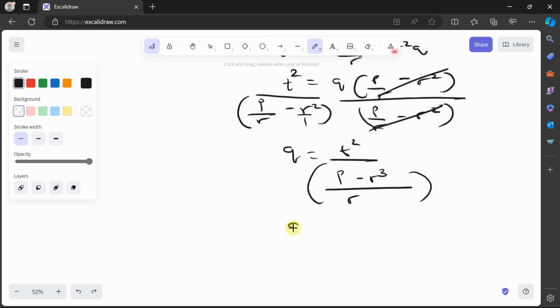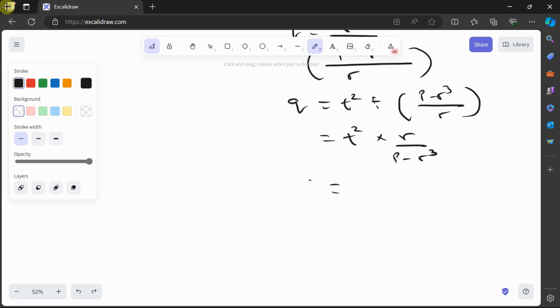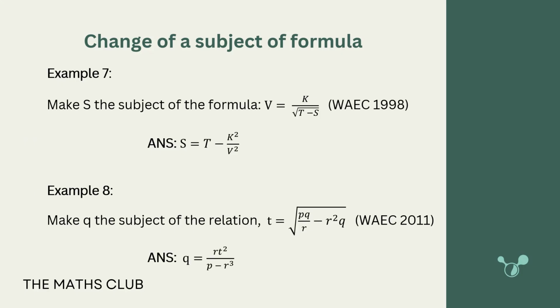So I can now say q is equal to t squared divided by, in brackets, p minus r cube all over r. So this is equal to t squared times r all over p minus r cube. So q is equal to t squared r all over p minus r cube. This is basically the answer. This might not be the same approach that you use, but just follow through on whatever approach you choose to use. Let's see if our answer is correct.